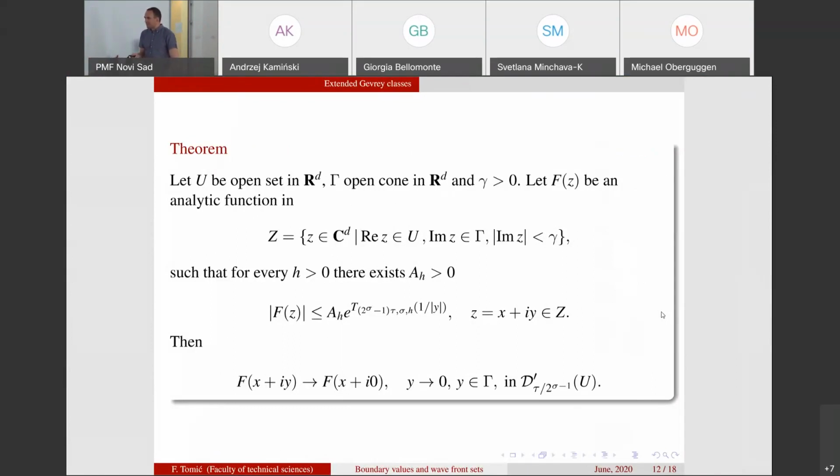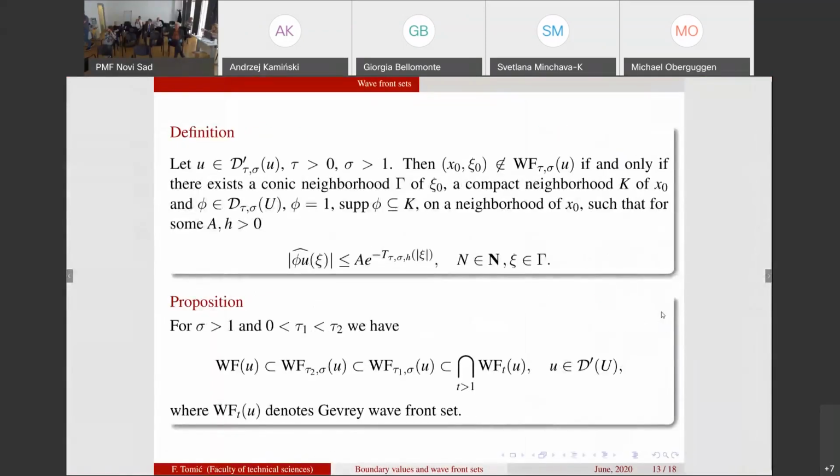But what is interesting here, what happens if we now take the intersections and the unions with respect to this tau? And to present that, I will just briefly go to the notion of wave sets. Okay, this is just the standard definition of the wavefront set.